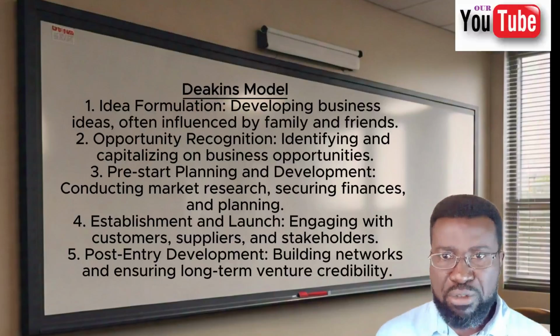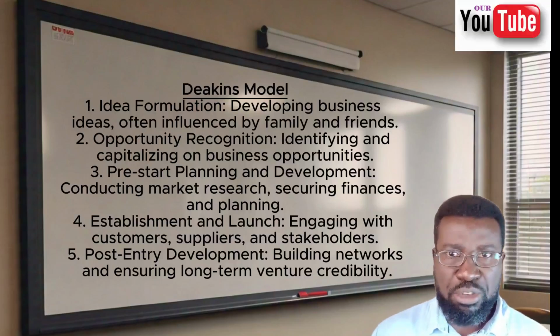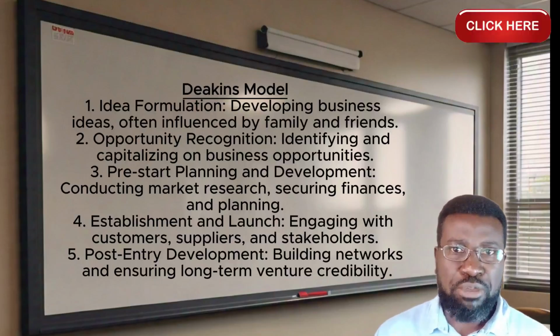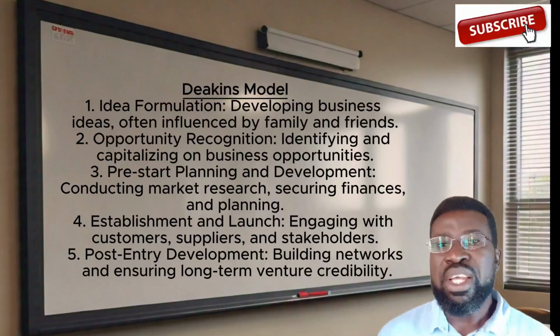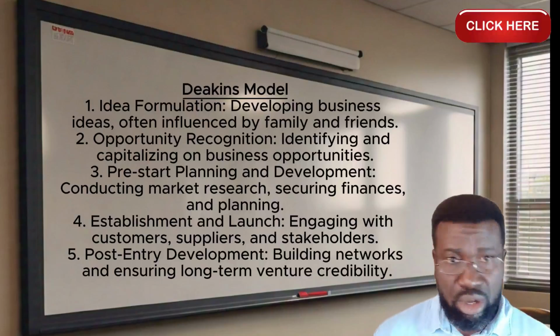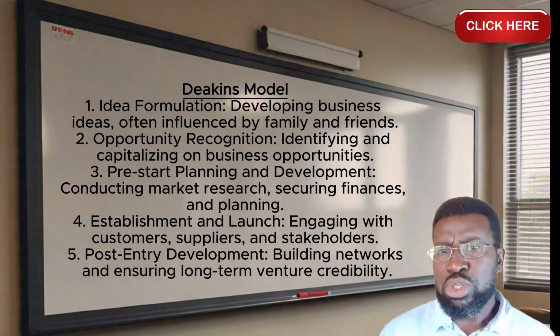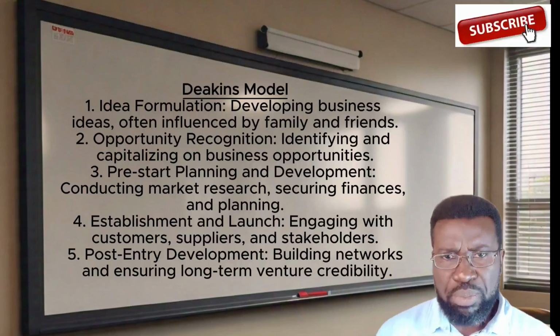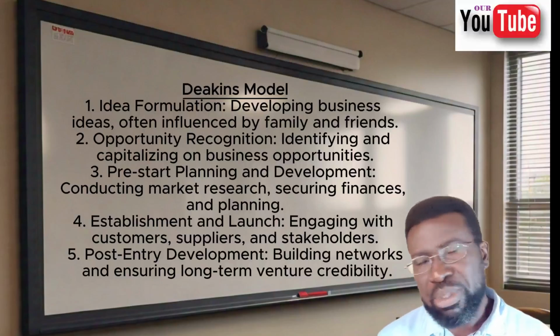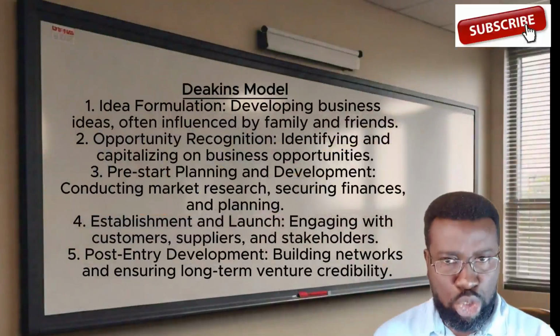Deakin highlighted five stages in this model. The first one is idea formulation, which simply means developing business ideas, which are often influenced by family and friends. Of course, other things can influence it. Then the second one is opportunity recognition, which simply means identifying and capitalizing on a business opportunity.